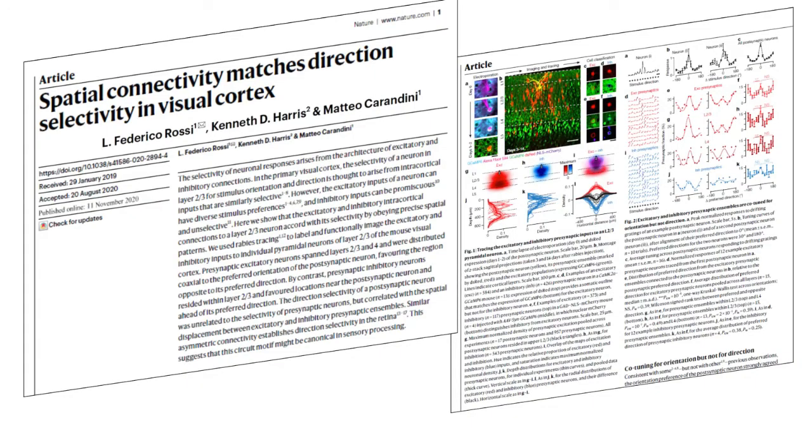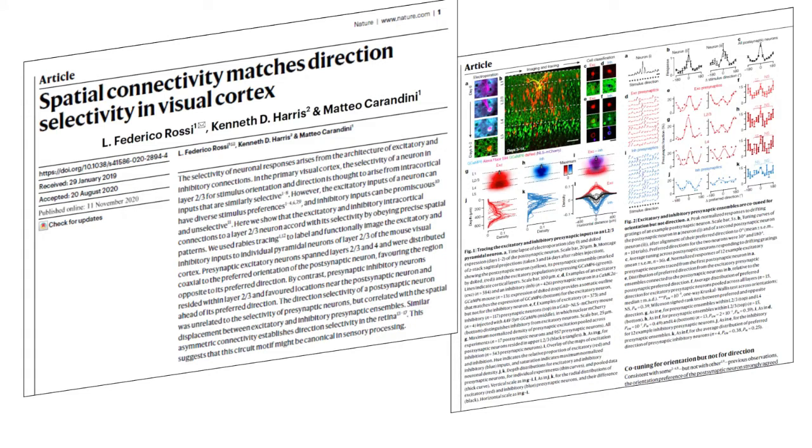Today's paper is entitled "Spatial Connectivity Matches Direction Selectivity in Visual Cortex" by Rossi, Harris, and Carandini. It was published in the journal Nature on November 11, 2020. A link to the paper is listed below. This is a really fantastic paper that I highly recommend reading.